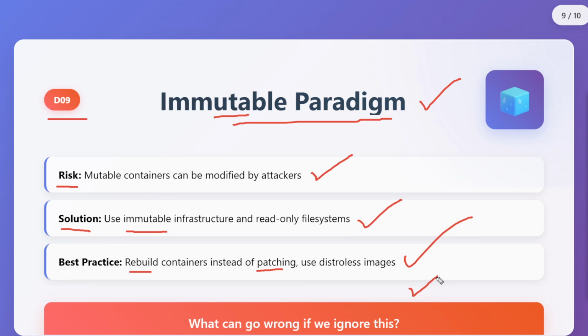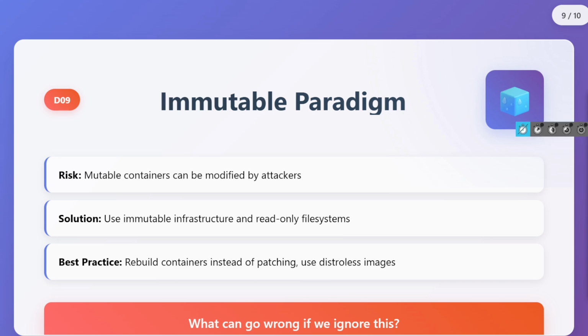And what can go wrong if we ignore this immutability paradigm is that it can silently alter the content, and it becomes very hard to detect the breach. It also becomes very complicated for auditing and rolling back updates, and that increases the operational risk also. That is all about the immutable paradigm.